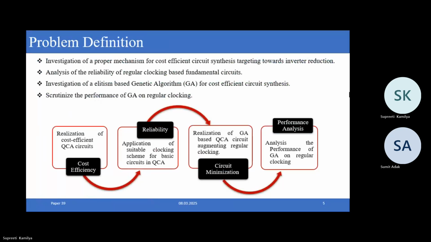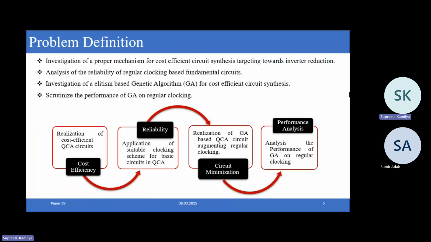Before going to the contribution, first I want to tell some motivation behind my contribution, and mainly four motivations are there. First one, according to the previous research we have identified that much research has been done targeting the minimization of majority voters, with respect to the inverter. But we know that in QCA, majority voter and inverter are equally important in the realization of any QCA circuit. But much focus has been given only to the majority voter rather than the inverter. So that's why my first contribution is the investigation of a proper mechanism of cost efficient circuit synthesis targeting inverter reduction.